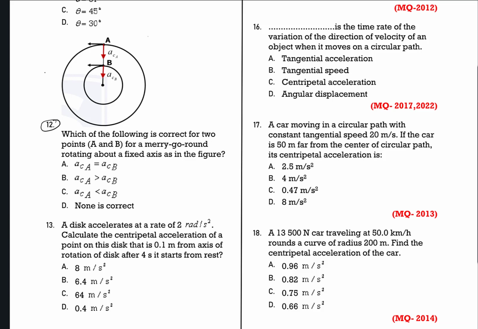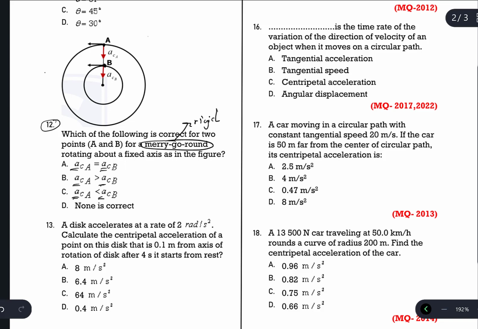Which of the following is correct for 2 points A and B on a merry-go-round rotating about a fixed axis, as in the figure? The merry-go-round is a rigid object, so these 2 points, A and B, will have equal angular speeds. So when comparing centripetal accelerations, AC at A and AC at B, I have to use the equation with angular speed, because angular speed is constant for both points A and B.